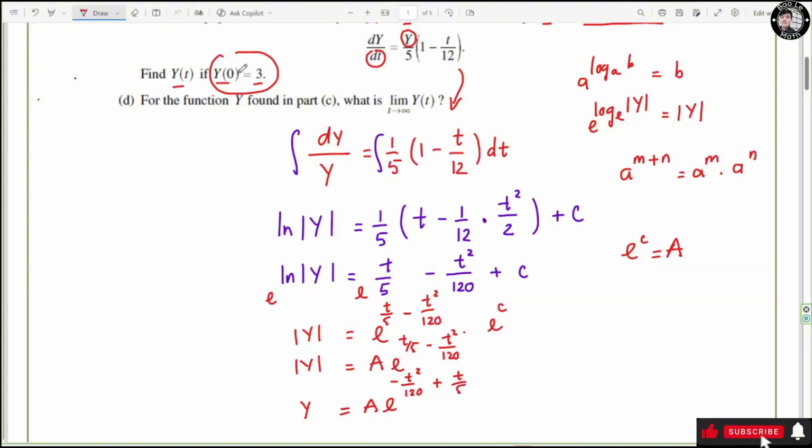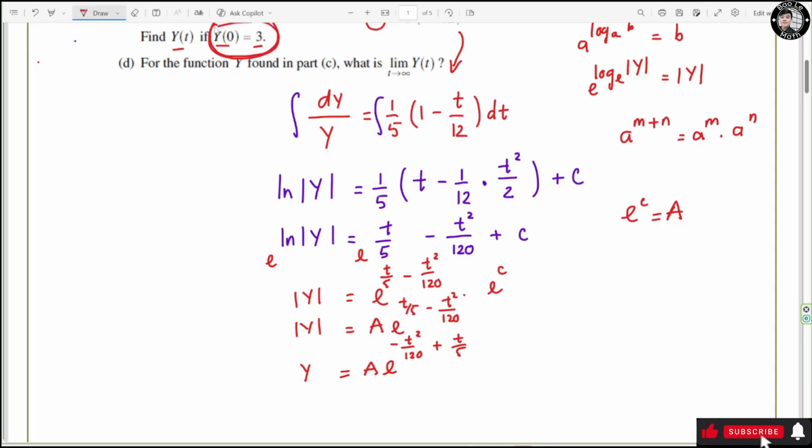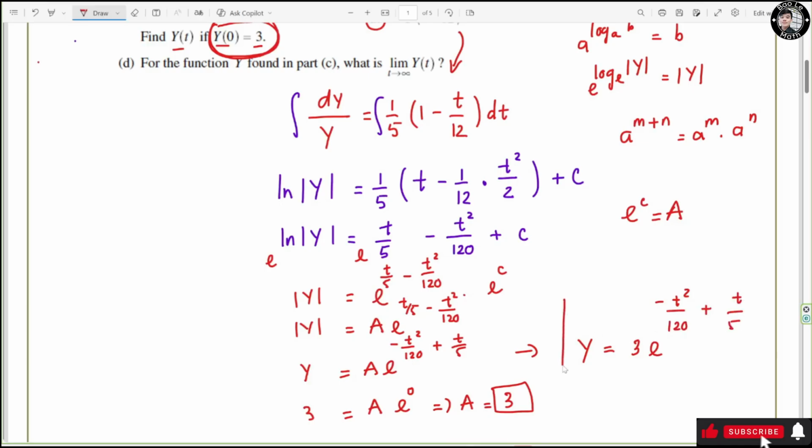Now I'm going to use the initial condition right here to solve for a. So I have 3 equals a times e to the 0. So a equals 3. And the final equation should be y equals 3 times e to the negative t squared over 120 plus t over 5. This one is the final answer.